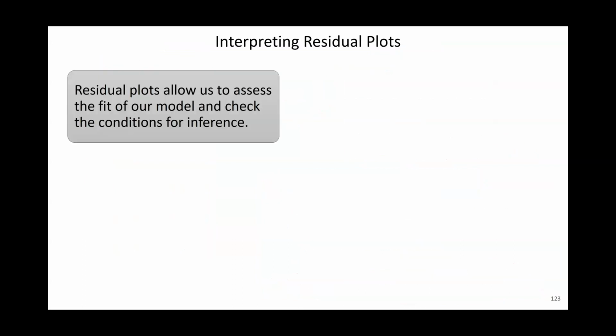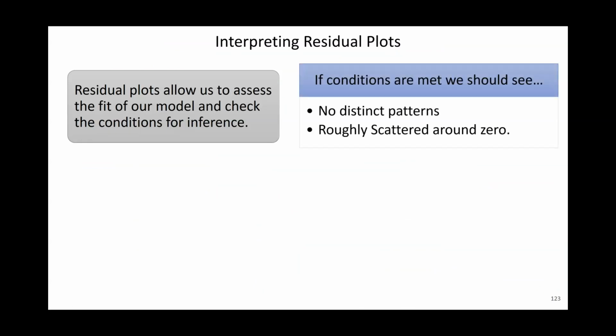So now assessing this to figure out, hey, should we be able to use this line to make predictions? If the conditions are met, we shouldn't see any obvious patterns, and it should be roughly scattered around 0. Because on average, if the line is doing really well, they shouldn't have big differences from 0. They should be close to the line. The bigger the residuals, the further from the line the points are.